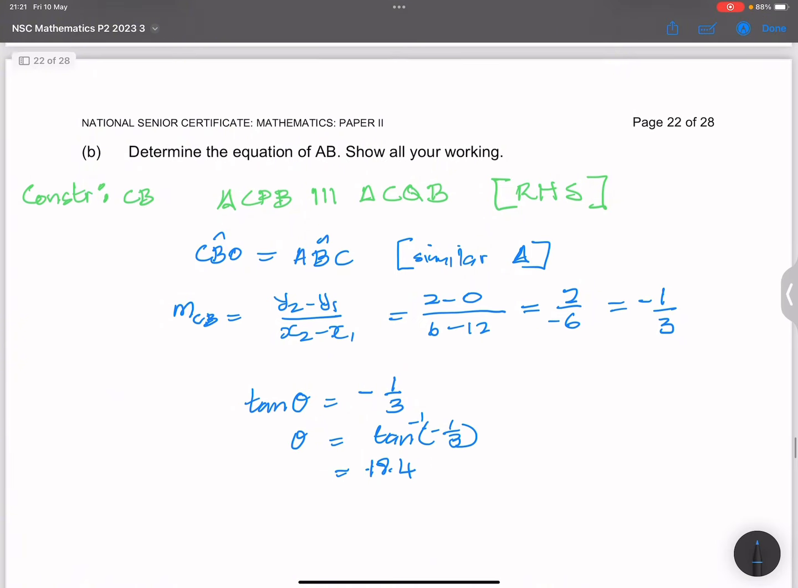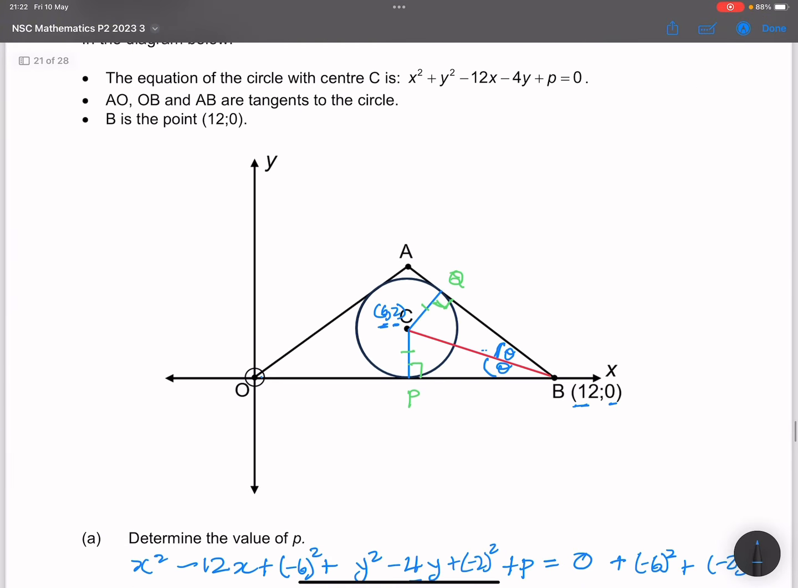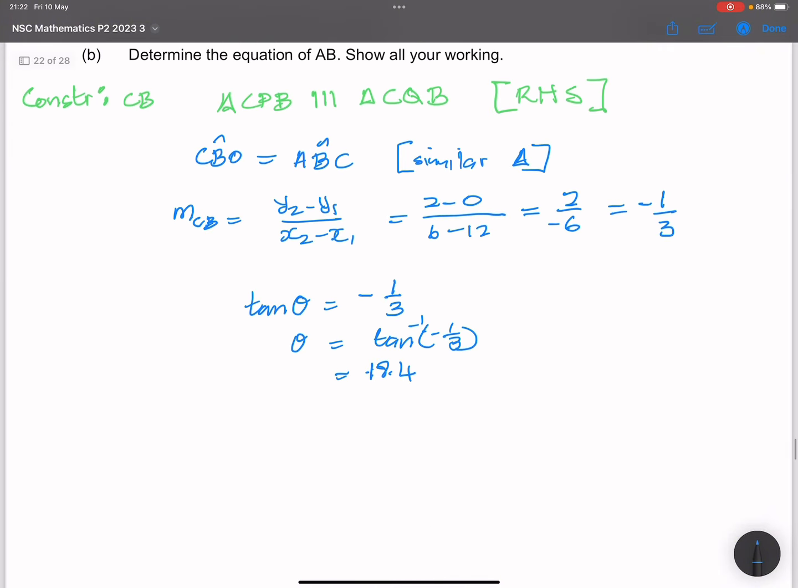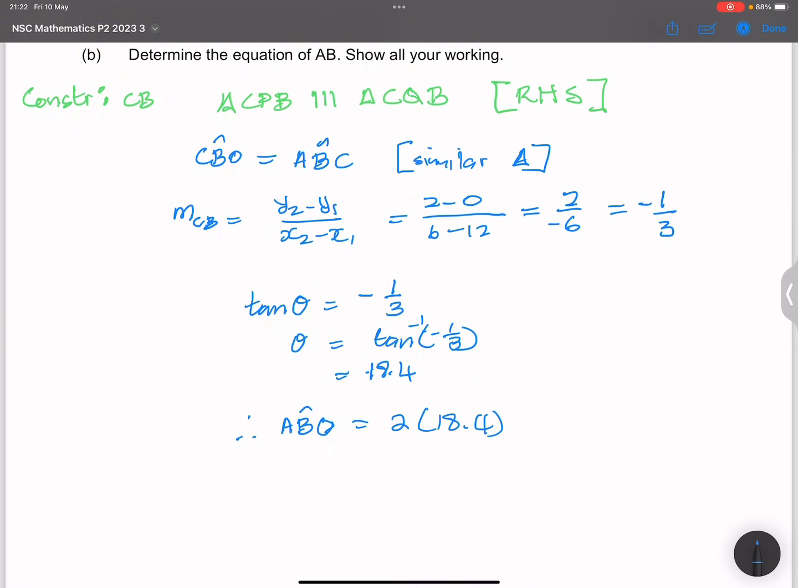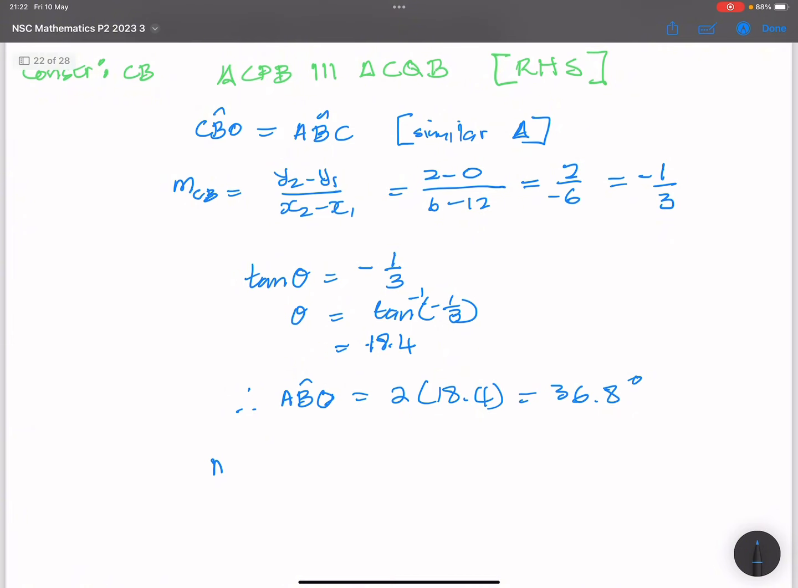Now remember, we said that angle theta would be equal to the other angle theta over there. So that means angle ABP, or ABO. Therefore, angle ABO would be equal to 2 times that 18.4, right? So that would give us 36.8 degrees.